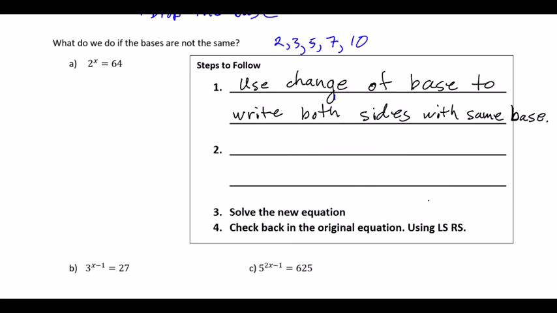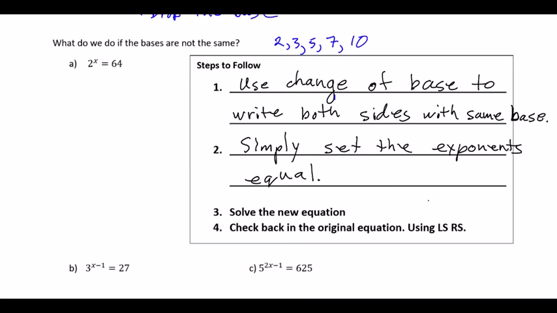So, you remember change of base from the worksheet yesterday. Basically, we used change of base to make sure that the numbers had exactly the same base. We're going to do the same for our next problem. So we're using change of base to write both sides with the same base. Once you've used power of a power or anything to equate the sides, then we simply set the exponents equal, and then we solve the equation. So let's go and do that.